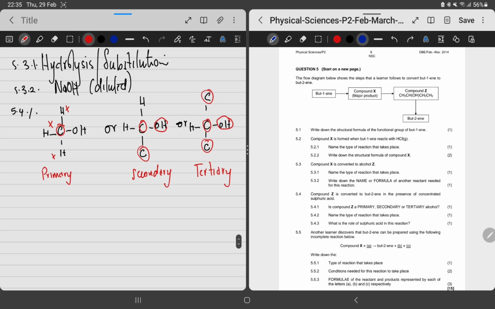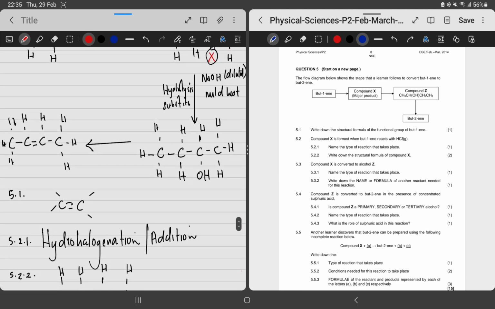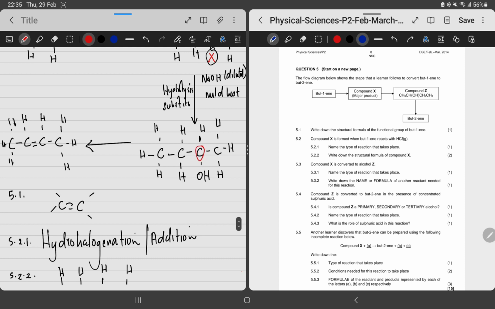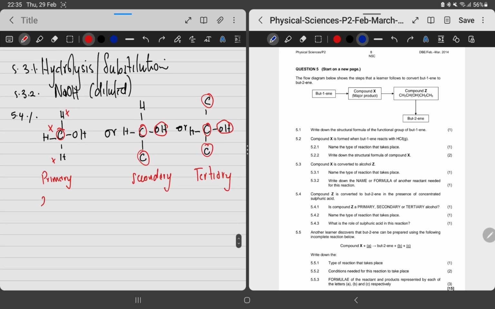Okay. Now let's look at compound Z. Compound Z is right there. And the carbon that is attached to the hydroxyl group is attached to two other what? Other carbons. So it is what? A secondary alcohol.